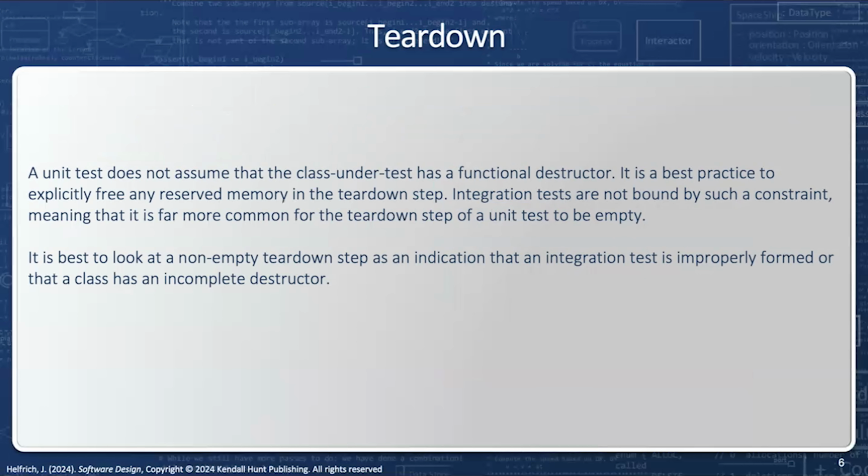The goal of the teardown step in both the unit test and integration test is to return the system to the state it was before. Now, a unit test does not assume the class under test has a functional destructor. It is a best practice to explicitly free any reserved memory in the teardown step. Integration tests are not bound by this constraint, meaning that it is far more common for the teardown step of an integration test to be empty. It is best to look at a non-empty teardown step as an indication that the integration test is improperly formed or that a class has an incomplete destructor.